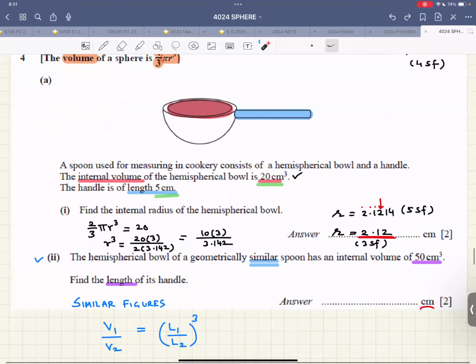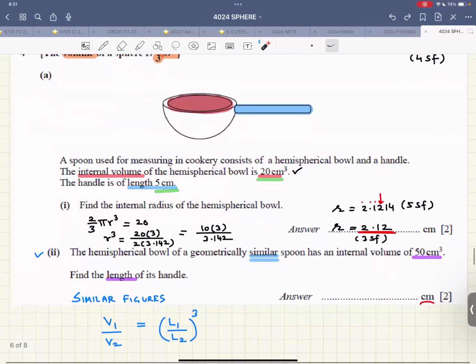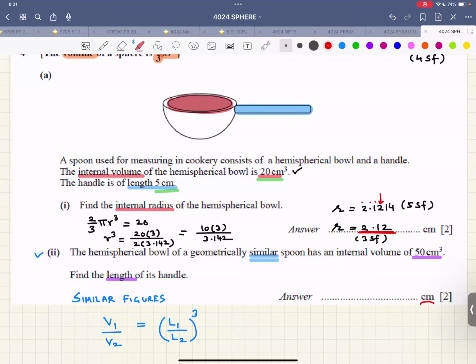And let's look at this particular question. It says the spoon is used for measuring in cookery, consists of a hemispherical bowl and a handle. So that's the handle, that's the bowl. The internal volume of the hemispherical bowl is 20. The length of the handle is 5. Find the internal radius. Since they are giving us the internal volume, they have the liberty to ask the internal radius. So therefore, 2/3 pi r cube equals 20. Therefore, r cube is this thing. Use a calculator and then you get this answer.